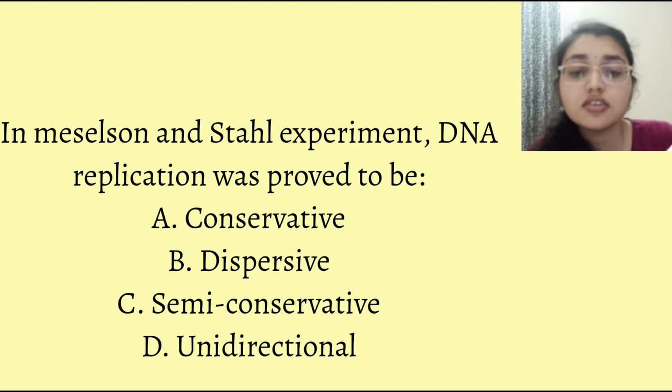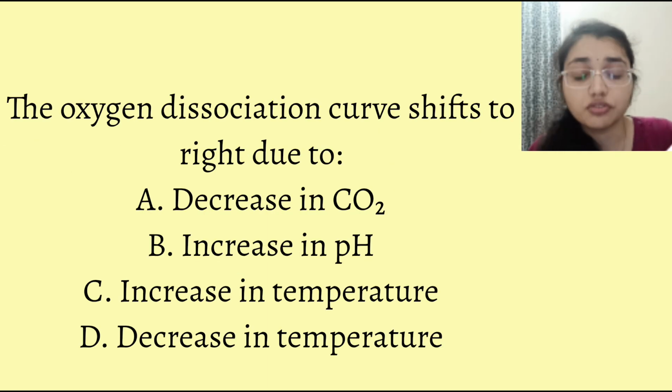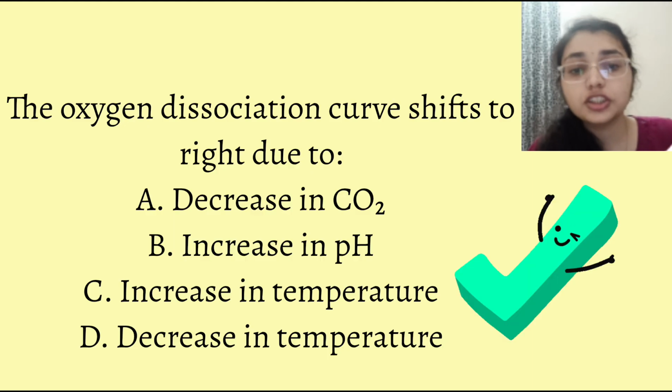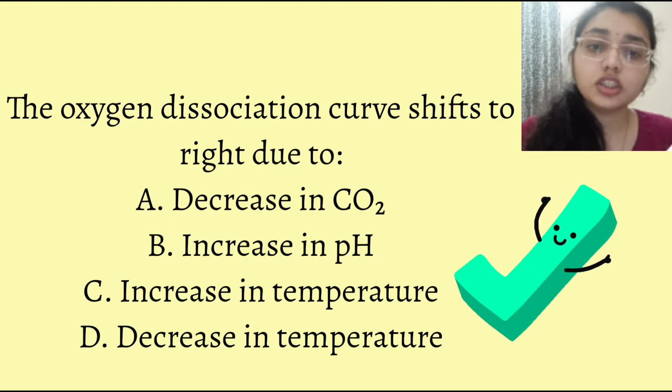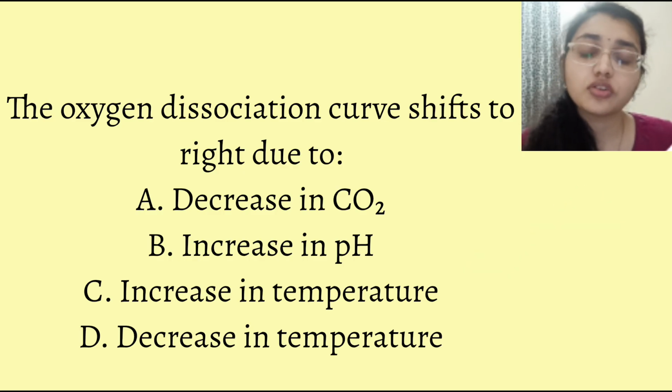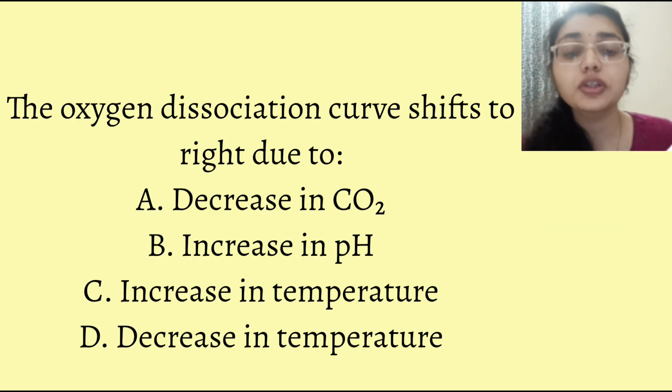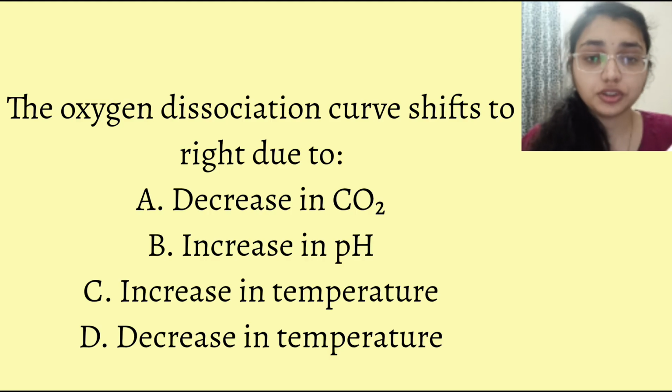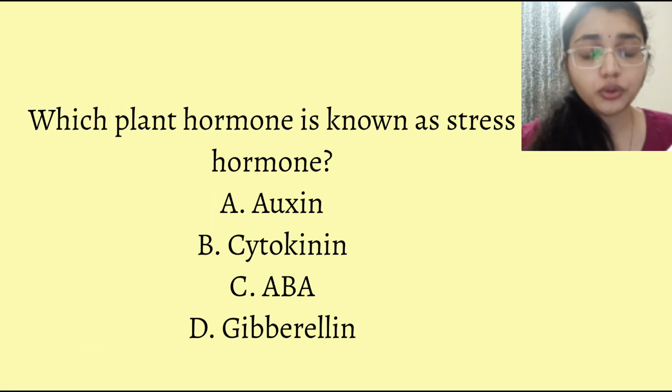Now the next question: the oxygen dissociation curve shifts to the right due to option A, decrease in CO2; option B, increase in the pH; option C, increase in the temperature; or option D, decrease in the temperature. So here the answer is increase in the temperature. Oxygen dissociation curve shifts to the right due to the increase in temperature. Moving on to the next question.